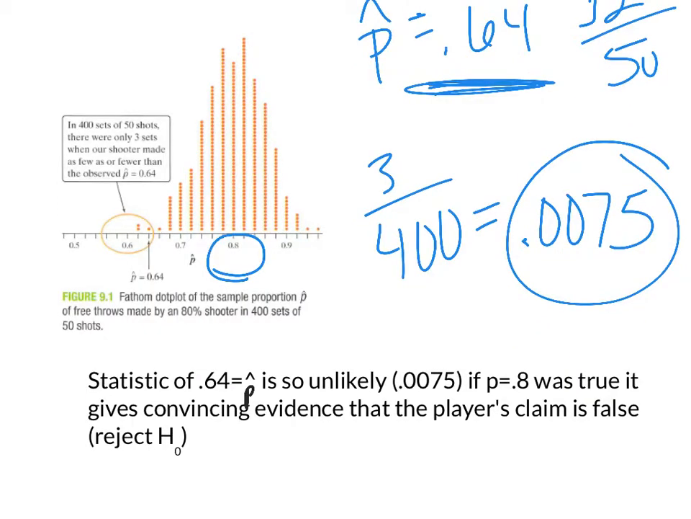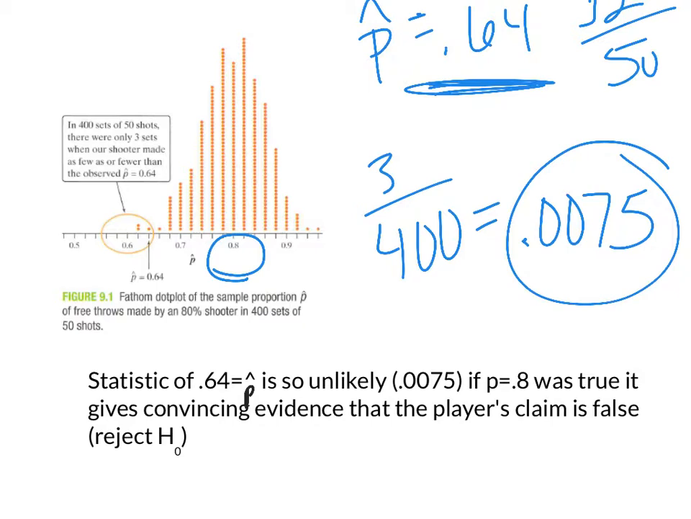So again, what this tells us is that our statistic of 0.64, our p hat from our sample, is so unlikely, a probability of only 0.0075, if the true proportion was 0.8, that it gives us convincing enough evidence that the player's claim is false. The likelihood of that happening by chance is so low that we would reject the null hypothesis.